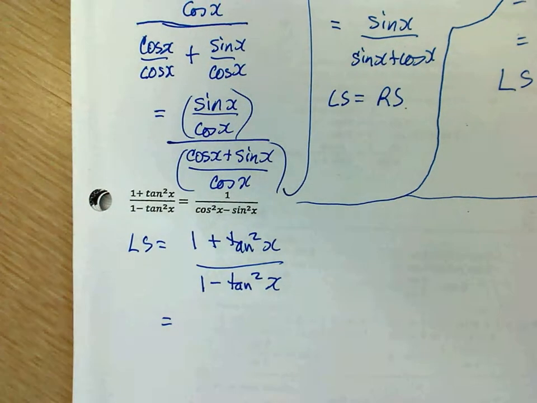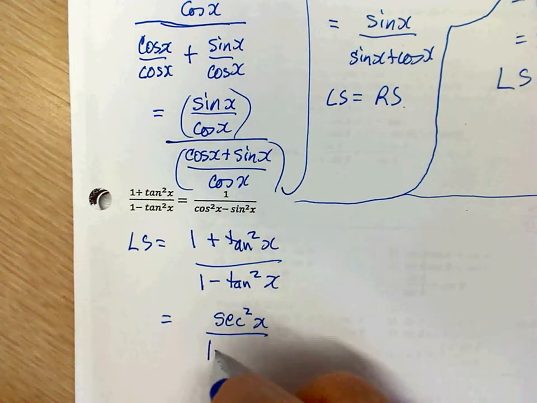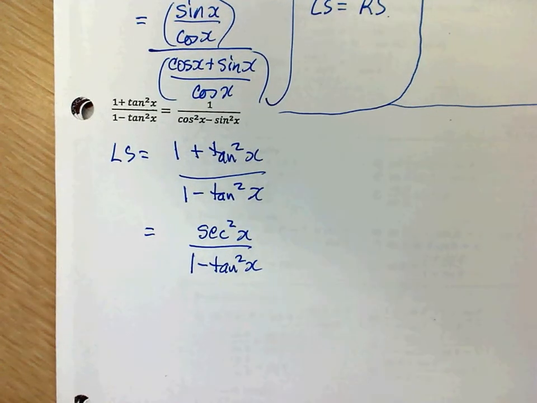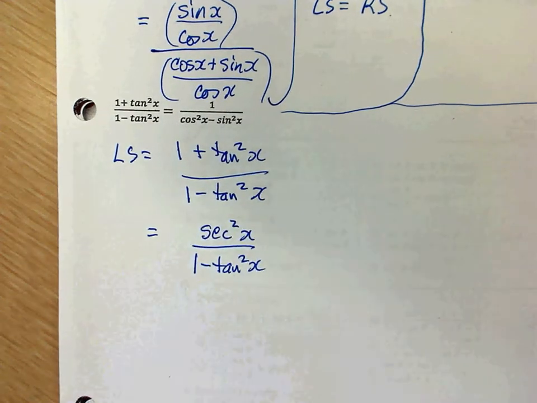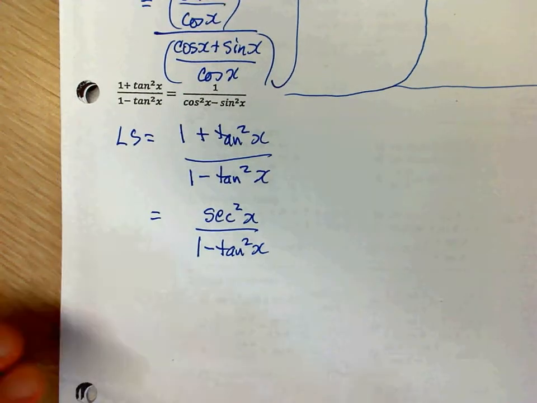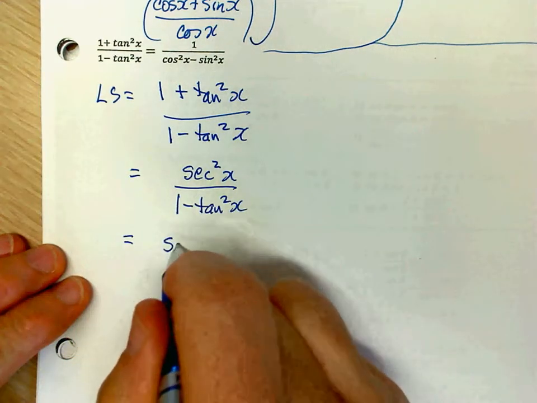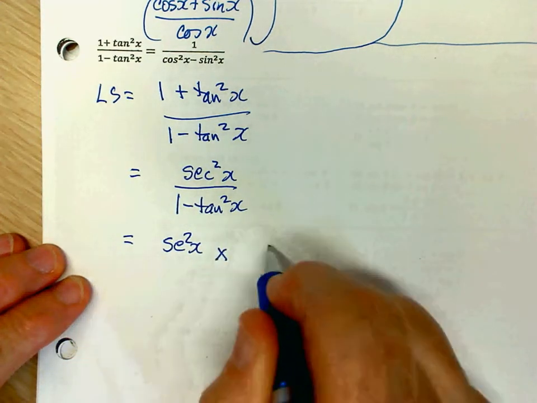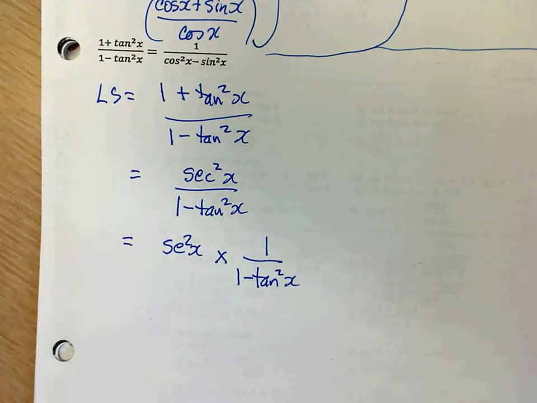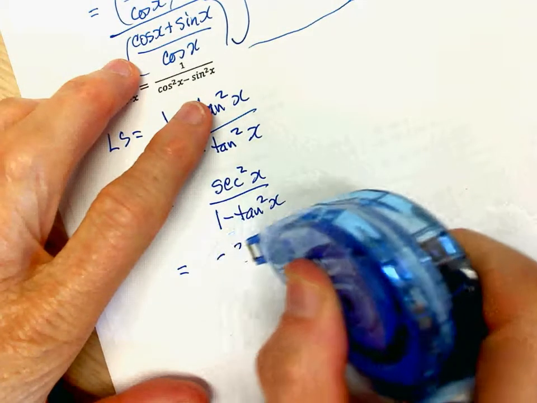What's 1 plus tan? Are we good with that? That's from one of the Pythagorean identities. Now, the other class had trouble seeing this, so I'm going to do it like this. Do you agree that this is the same as secant squared x times 1 over 1 minus tan squared x? Do you agree that that's the same thing? Well, except I misspelled secant. Are you guys okay with that?